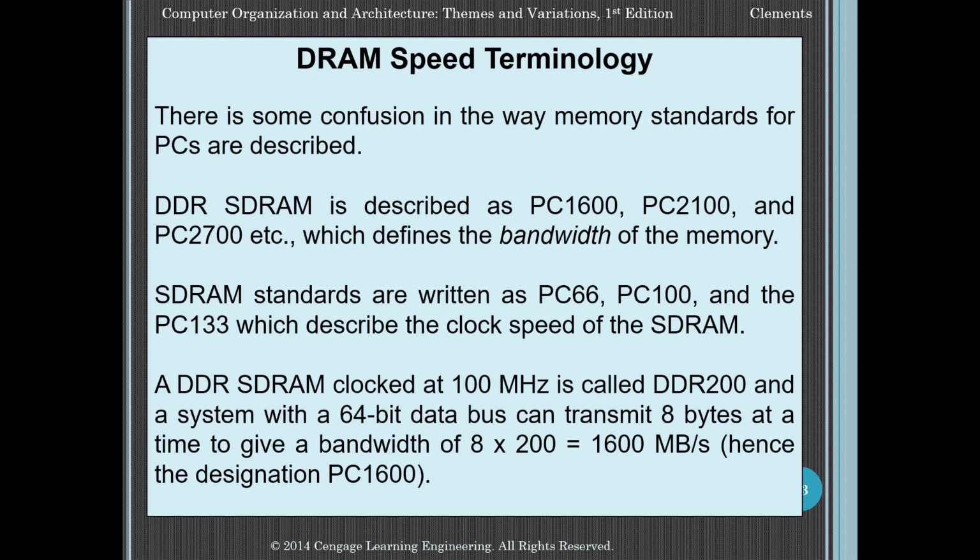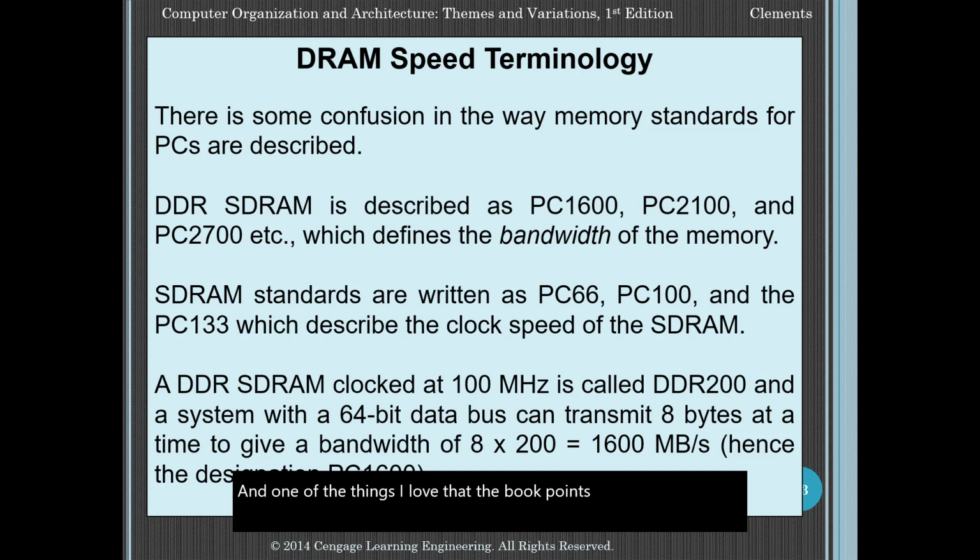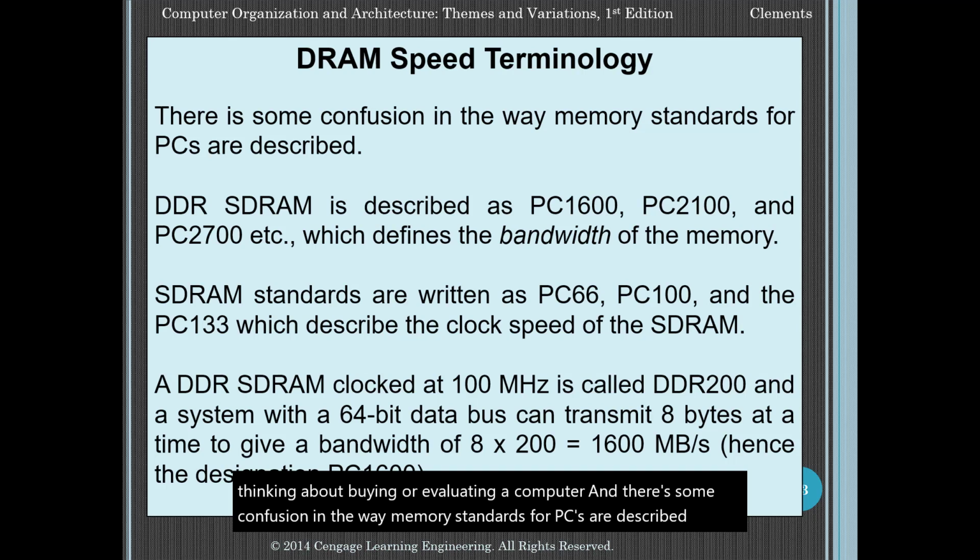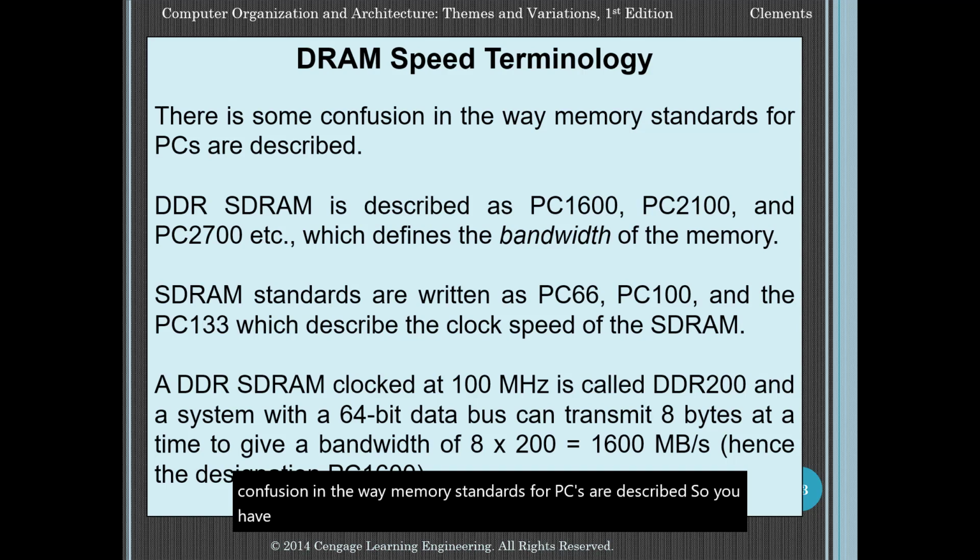And one of the things I love that the book points out here is when we start to talk about speed, because speed is one of those things that we often talk about as a term of performance, especially when we are thinking about buying or evaluating a computer. And there's some confusion in the way memory standards for PCs are described. So you have this DDR SDRAM, and then you'll usually see it described as PC1600, PC2100, PC2700. This defines the bandwidth of the memory.